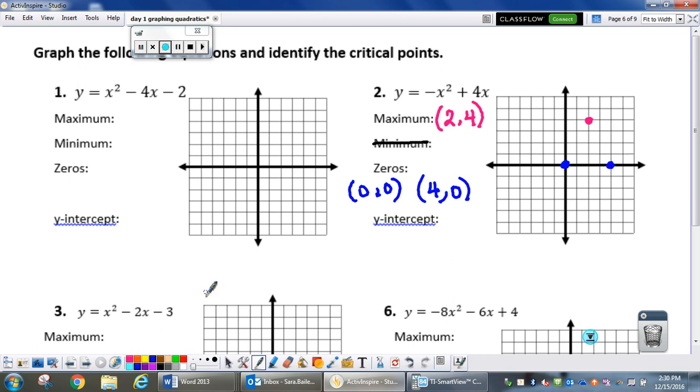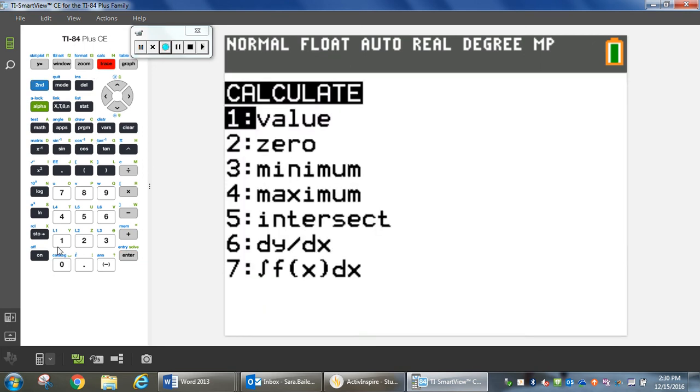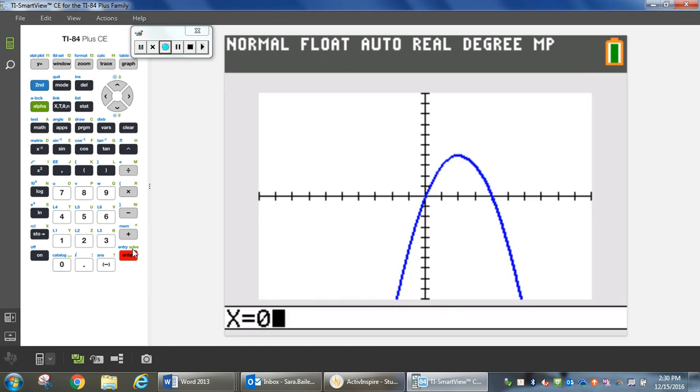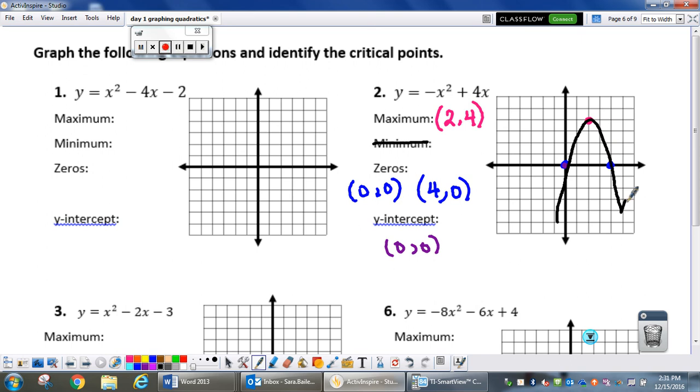All right, and then now your y-intercept, you do second, calc, value, you want x to be 0, and that happens to be at 0, 0 as well, which can happen. Okay, so you don't even have to plot another point. And now you can connect your points and make it a downward facing parabola.